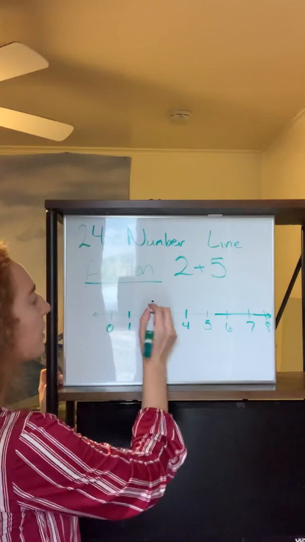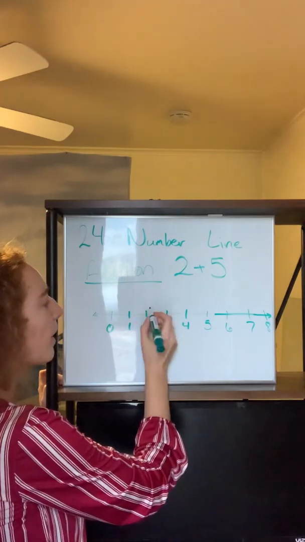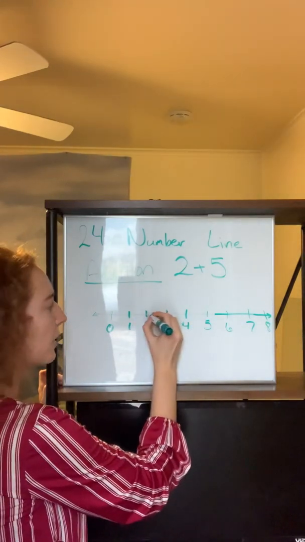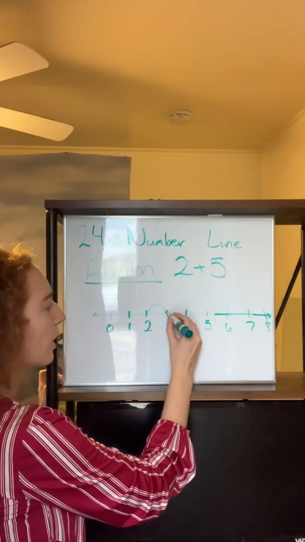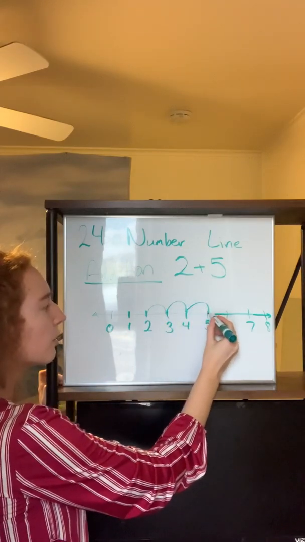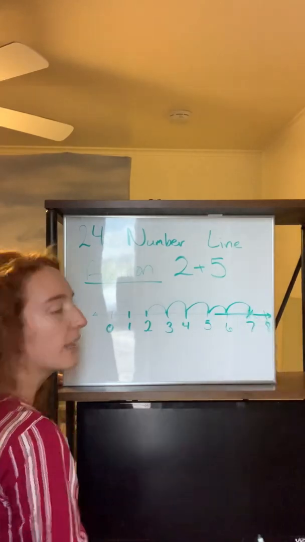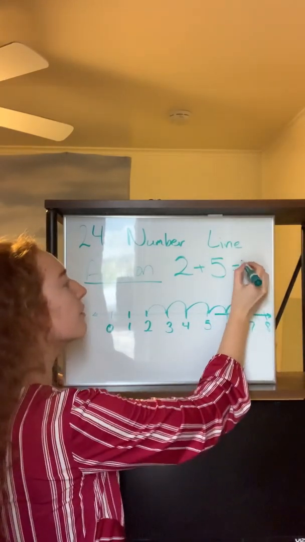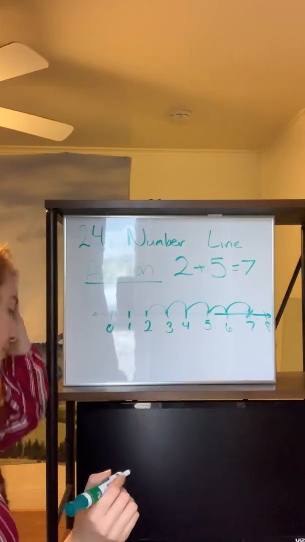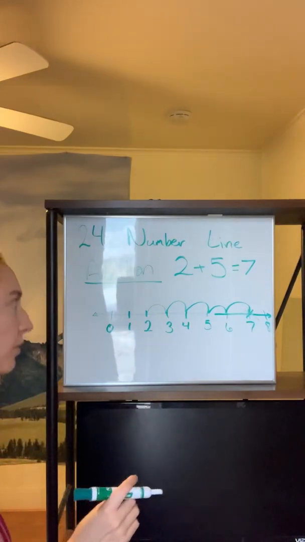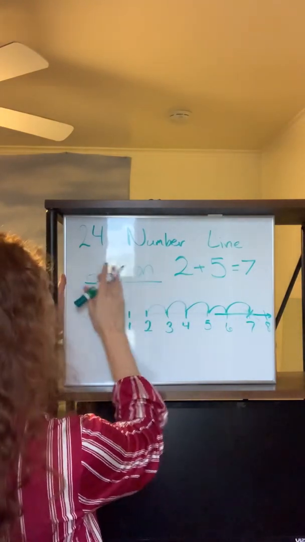Now you can say, okay, if I start at 2, and I'm going to make 5 jumps, I'm going to gain 5 things, whatever they may be, it would look like this. 1, 2, 3, 4, 5. And you would land there. So now you can conclude that 2 plus 5 is 7. And it can also work similarly with subtraction.